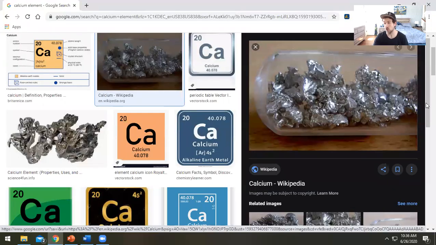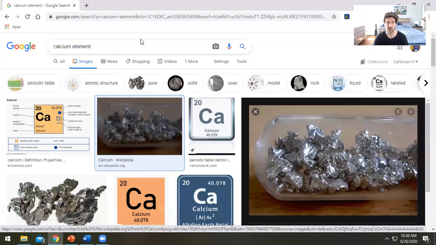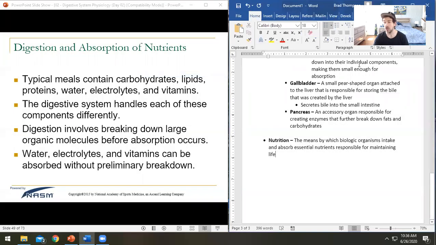That's calcium in its totally raw, natural form. So, you know, all of these things are actually metals. So we kind of want to think of metals a little bit differently than you might have been thinking of them in the past. They are totally essential. You've also got things like vitamins.